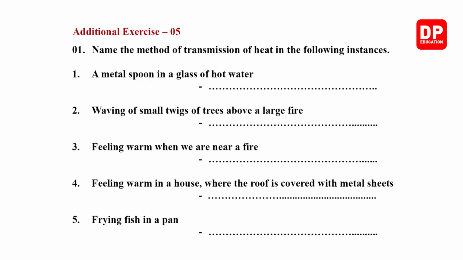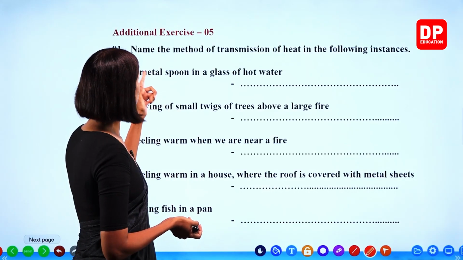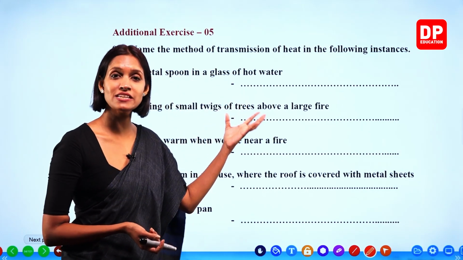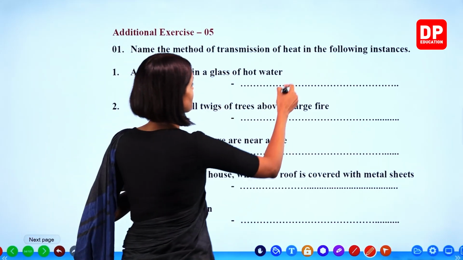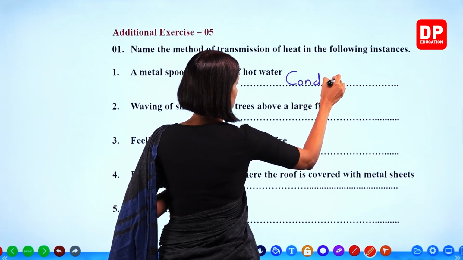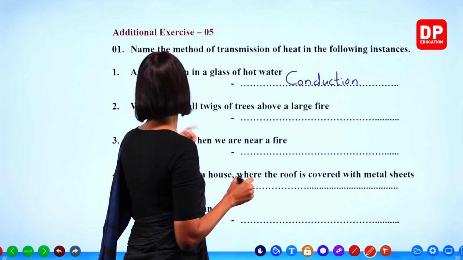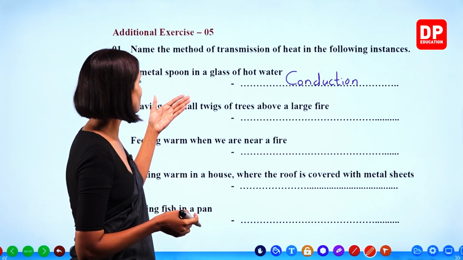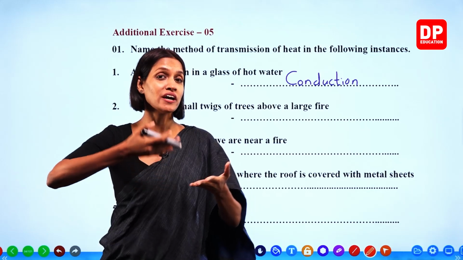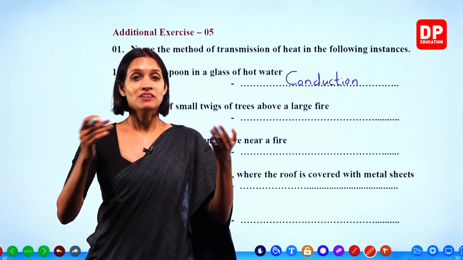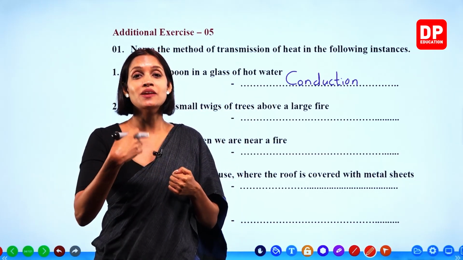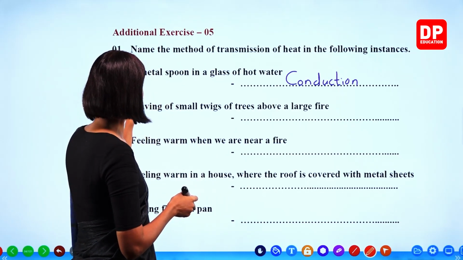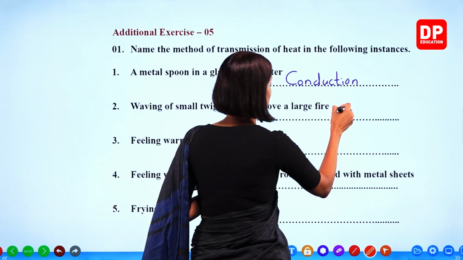Exercise number 5. Name the method of transmission of heat in the following instances. We'll go through them. A metal spoon in a glass of hot water. How does it get heated? The metal spoon from one end to the other end. Heat transmits by conduction. Conduction. Number 2. Waving of small twigs of trees above a large fire. Above a large fire, convectional currents occur. Right? Because of the convectional currents, when they move up, it makes these twigs and branches move. Okay? So, waving of small twigs of trees above a large fire, convection.